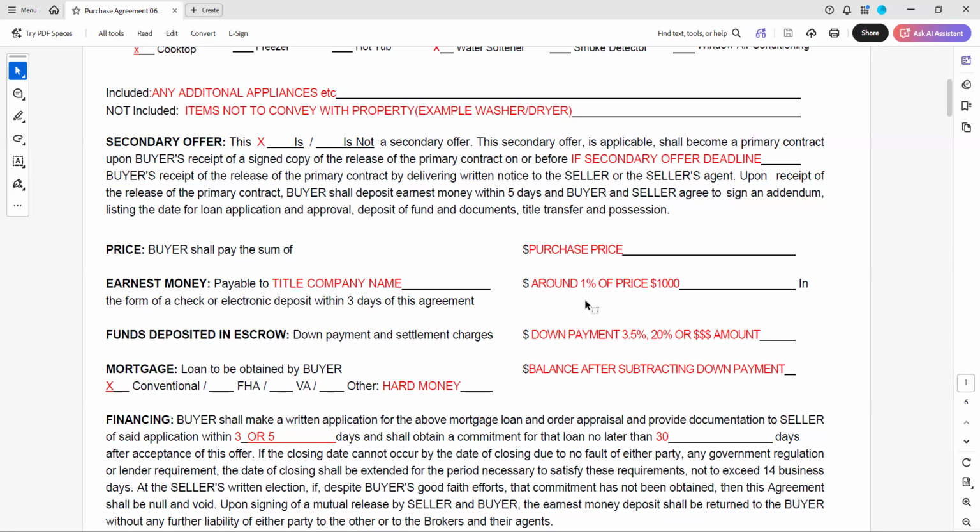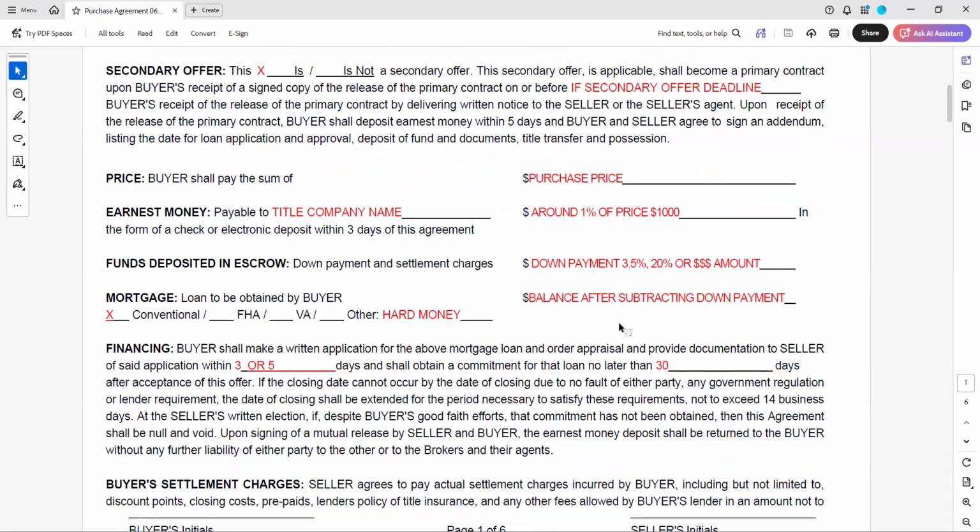Funds deposited in escrow is going to be the down payment money for their loan. So how much are they going to put down on their loan? 3.5%, 20%, or a specific dollar amount? Or maybe it's going to be per lender because they don't know yet. That's totally fine. But to get the mortgage loan to be attained by the buyer number, you're subtracting the down payment from the purchase price, and that's how much the loan would be. So if you know that number, these are all going to be basic numbers. The lender is going to finalize everything once they get through the loan process.